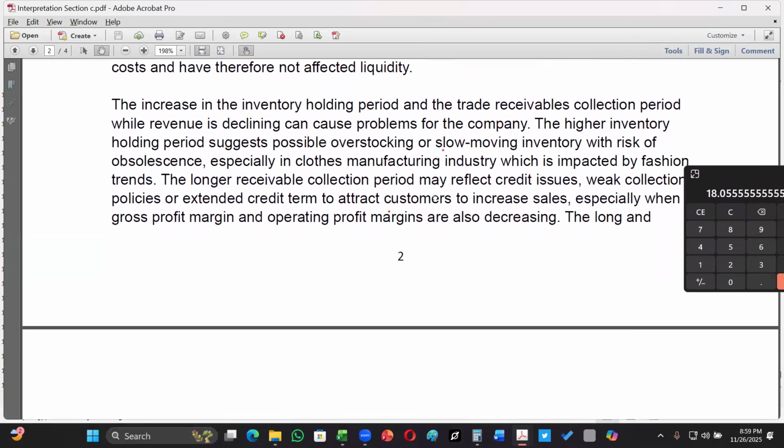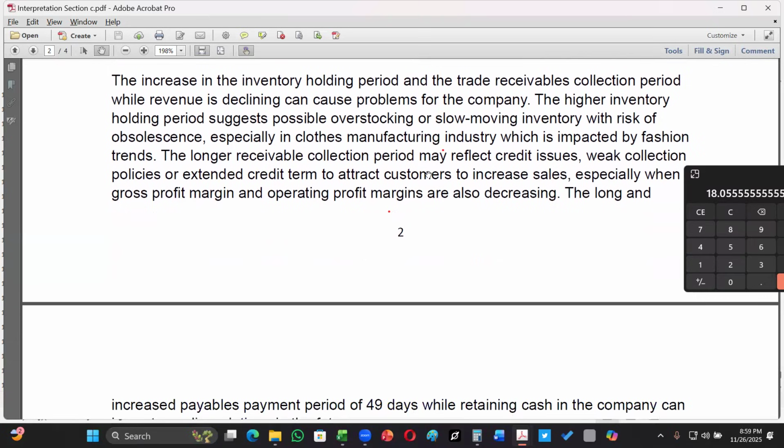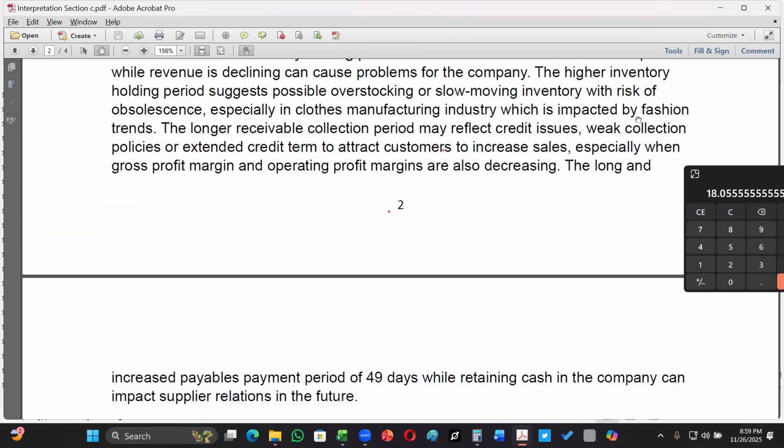Now we come to the working capital ratios, where we have the inventory days going up and the receivables period going up. This is probably due to the revenue going down, and this has caused the problem. The inventory holding period is going up and the receivables are taking more time. The higher inventory period suggests possible overstocking or slow moving inventory with a risk of obsolescence, especially in clothing manufacturing. This is related to the fashion industry, where people do not really have the space to go for fashion clothing and follow the trends. So that could be the reason why the stock is not selling.